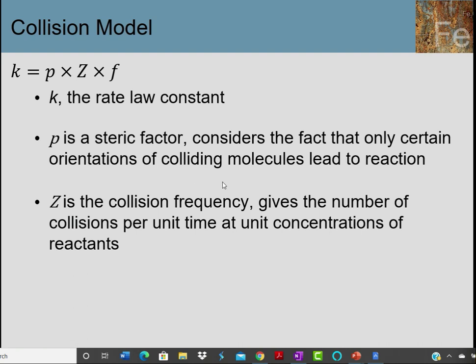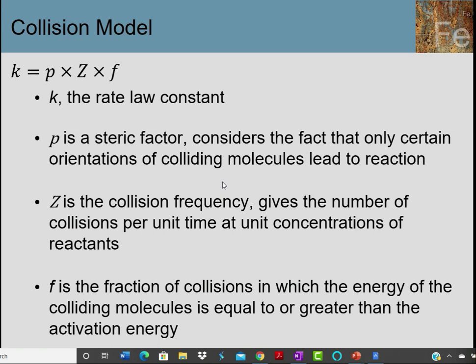And then the last one, the one we have some control over, and the one we're going to focus mostly on in this video, is the fraction of collisions, the F factor. The fraction of the collisions in which the energy of the colliding molecules is equal to or greater than the activation energy. How many molecules hit with enough intensity to cause a reaction to take place? What fraction, or for lack of a better word, what percent of the collisions result in a chemical reaction?